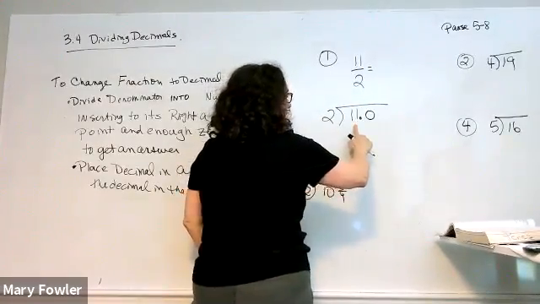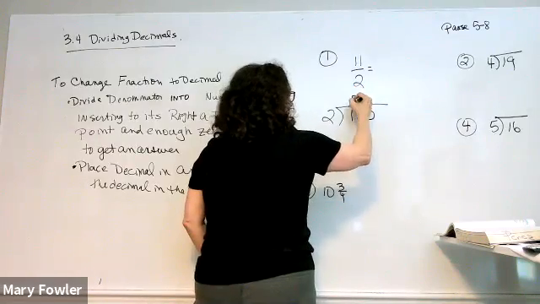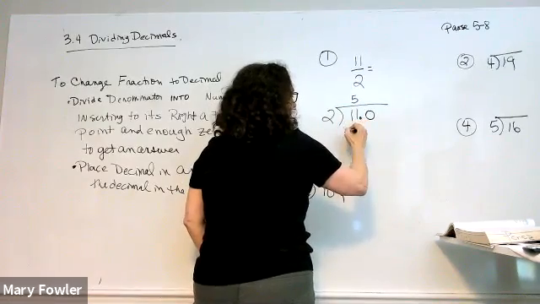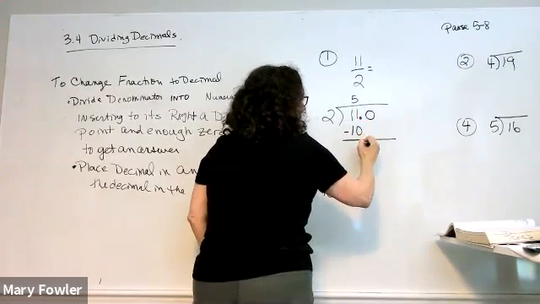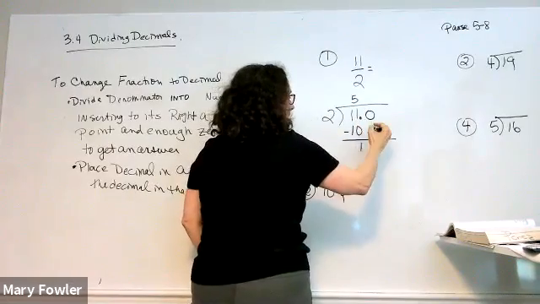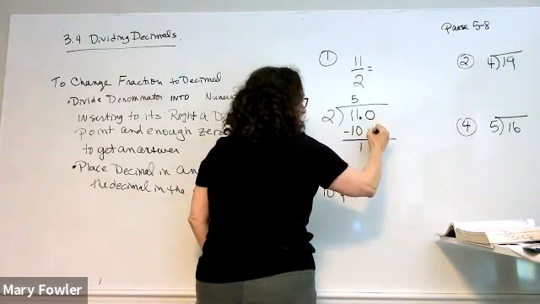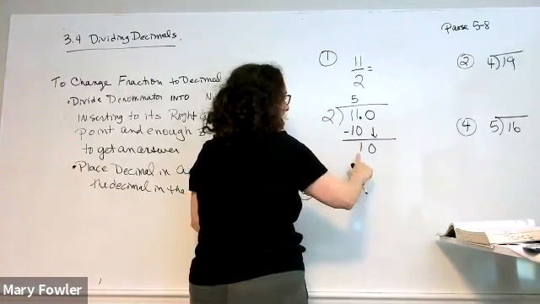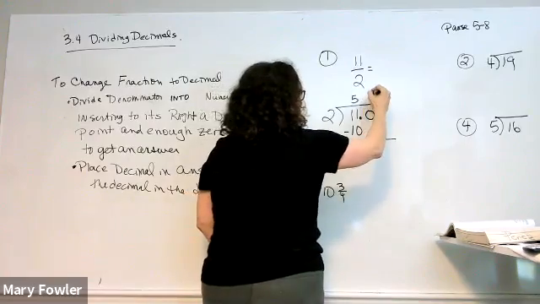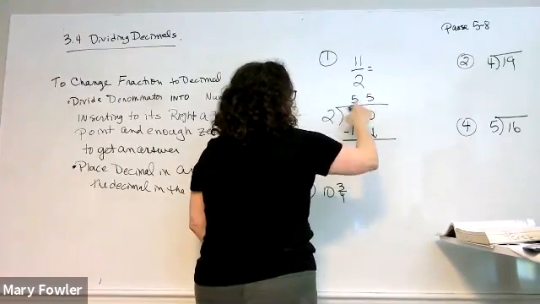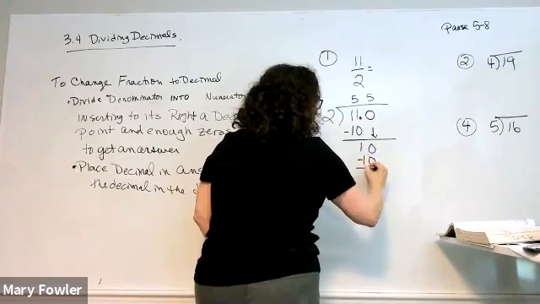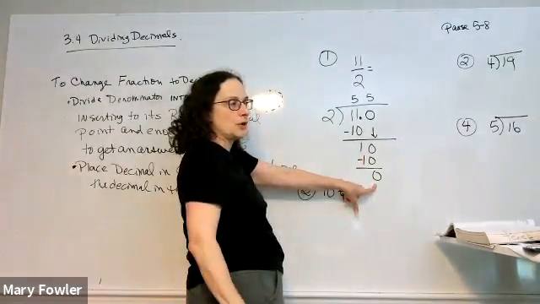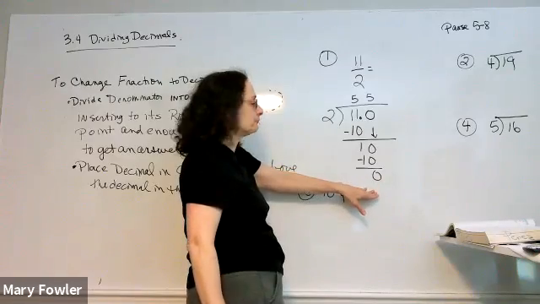So 2 goes into 11 5 times, because 5 times 2 is 10. Now we subtract. 2 goes into 1, well, I'm going to bring the 0 down. 2 goes into 10 5 times. 5 times 2 is 10. And then we have a remainder of 0, so we know we're done with the problem.